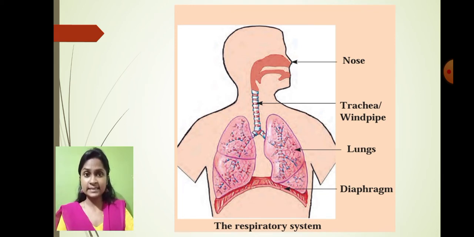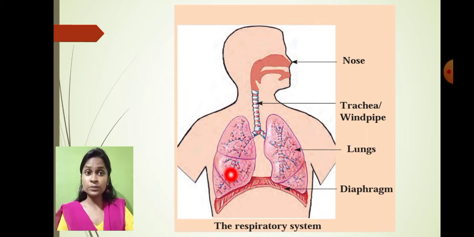As you can see here, the respiratory system is made up of the nose, the trachea, which is also called the windpipe, and the lungs are also involved. And you can see that the trachea is divided into many branch-like structures. These branch-like structures are called bronchi. These bronchi are again subdivided and finally they are called bronchioles.